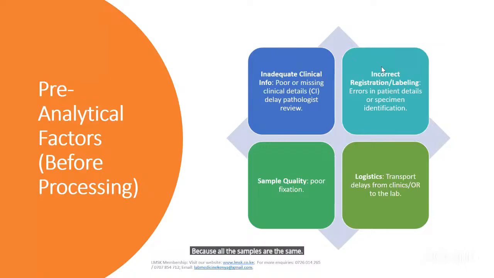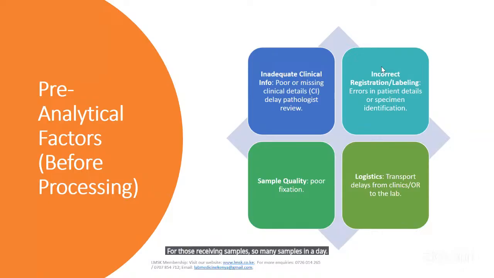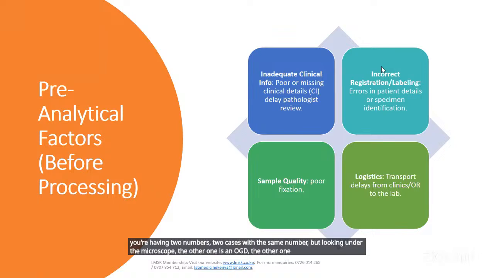So it's always good, for those receiving bulk samples, so many samples in a day, that when you're having gastric biopsies or cervical biopsies, make sure that you're not giving them numbers consecutively. You can give a gastric number 5, then skip two numbers, give the rest to something like breast, then have a prostate biopsy, and then come again and give another gastric. That way, when there's a mix-up, even during reporting, you'll be able to sort it out. If you have two cases with the same number, but looking under the microscope one is an OGD and the other is a prostate, it's easier to sort out. So that is very important.